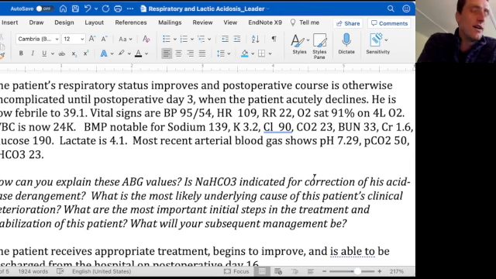You have a basic metabolic profile with a sodium of 139, potassium of 3.2, chloride of 90, CO2 or bicarb of 23, a BUN of 33, creatinine of 1.6, and a glucose of 190. You also measure a lactate, which is 4.1, and you have another arterial blood gas, which shows a pH of 7.29, PCO2 of 50, and a bicarb of 23.